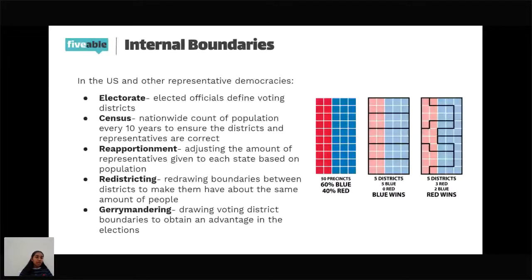Reapportionment is when the amount of representatives given to each state based on population is adjusted. So let's say a bunch of people randomly moved out of California, like half the population. After reapportionment, California would now have half of the representatives that they used to, because it's only fair that since they have fewer people, they have less representation. And this is for the House of Representatives. And redistricting is similar to reapportionment, but this is relating to voting districts. This is when boundaries are redrawn to make them have about the same amount of people.